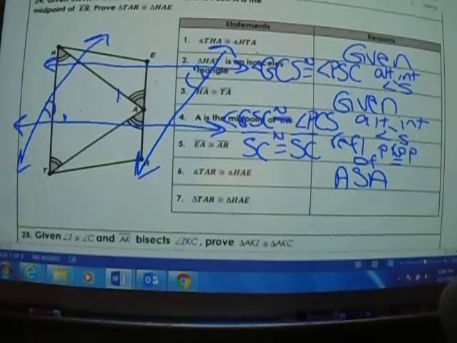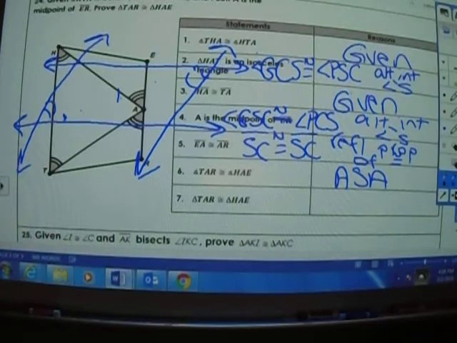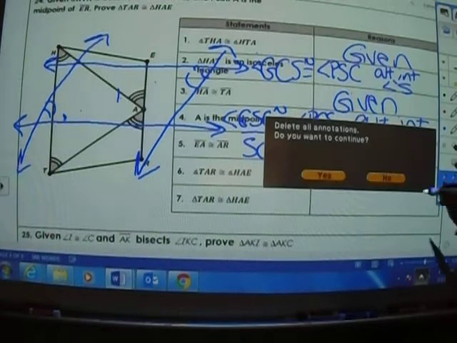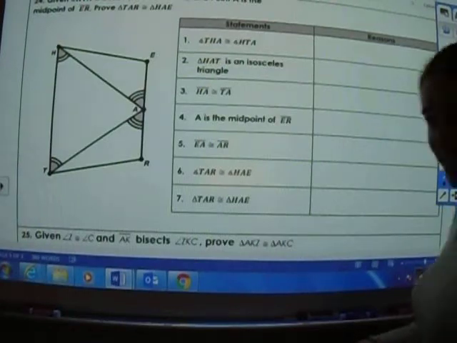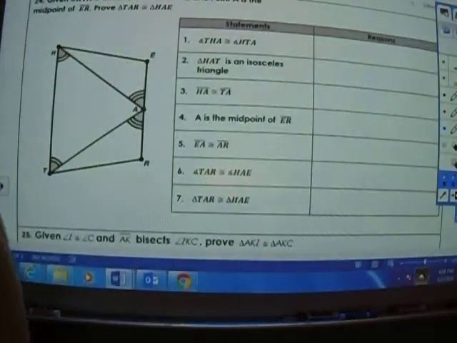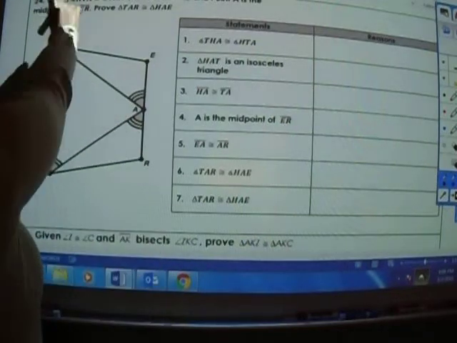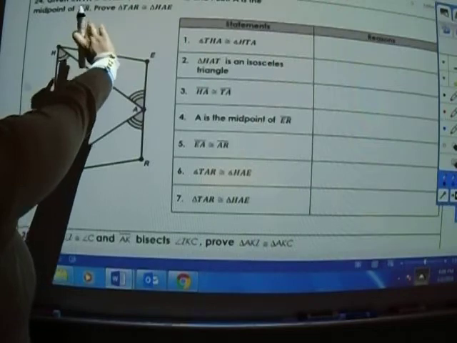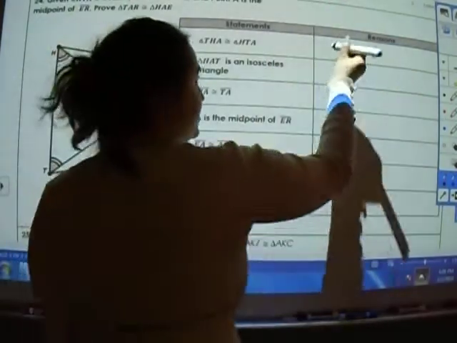Now we want to look at number 24. Hold on. There we go. That is so much easier than wiping it, let me tell you. Okay? So, angle HTA is congruent to angle THA. That's given to us.